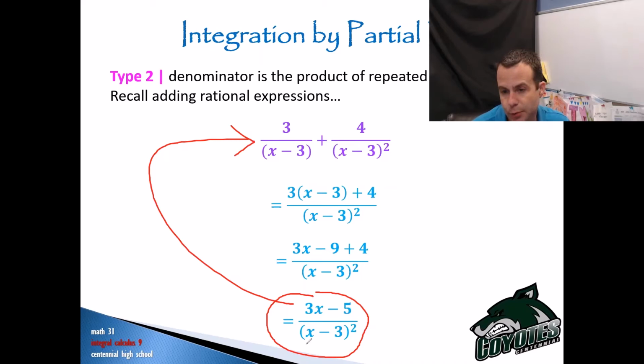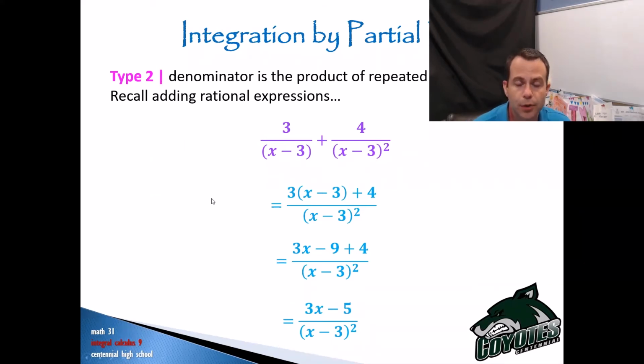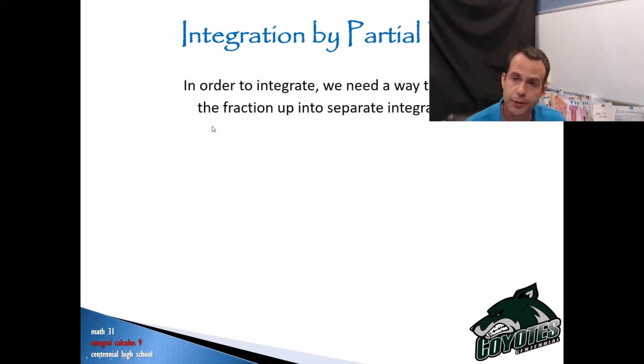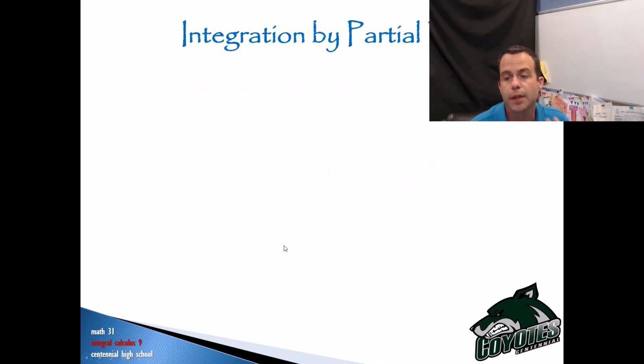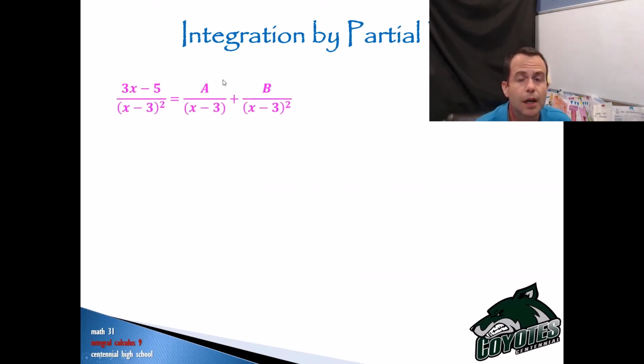And the trick with this one is when I have the same factor squared, I'm going to break it into that factor squared plus that factor to degree 1. In order to integrate, we need a way to split up the fraction into separate integrals. So the same sort of setup: I want to split this up into x minus 3 for one of them and x minus 3 squared for the other. The process that I walked you through with method 1 is pretty much the same. I'm going to have a for the first one, b for the second one.